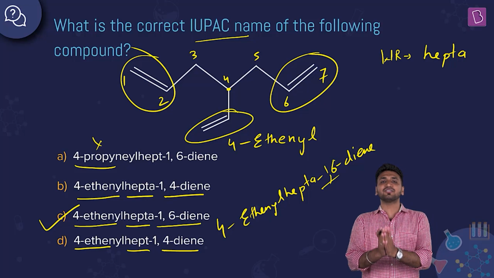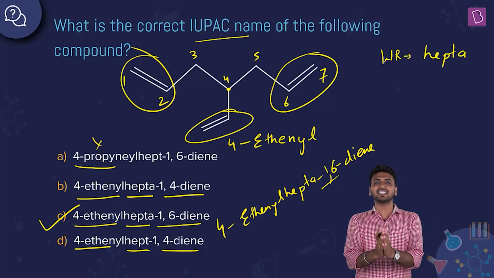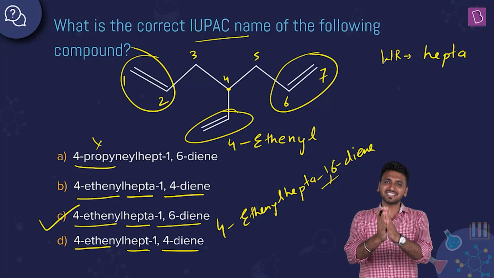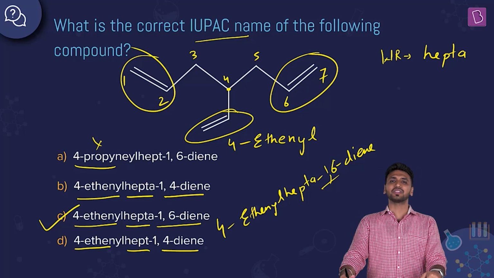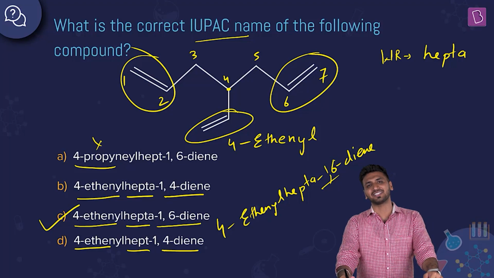So option C, C for Chennai, C for Calcutta, C for any other name that you know. So C is going to be the right answer to this question. And with that, we conclude this question. Thank you.